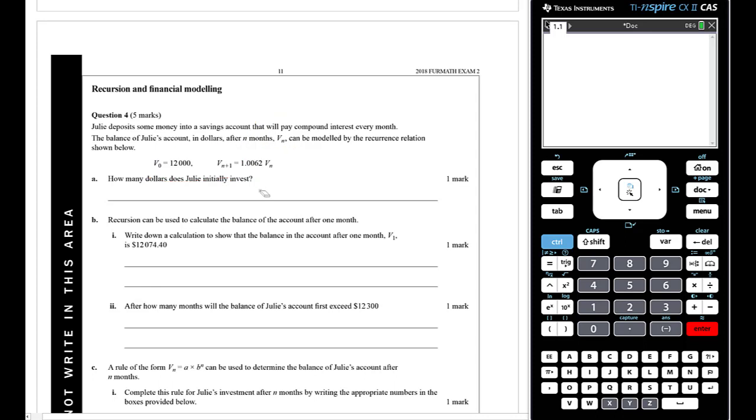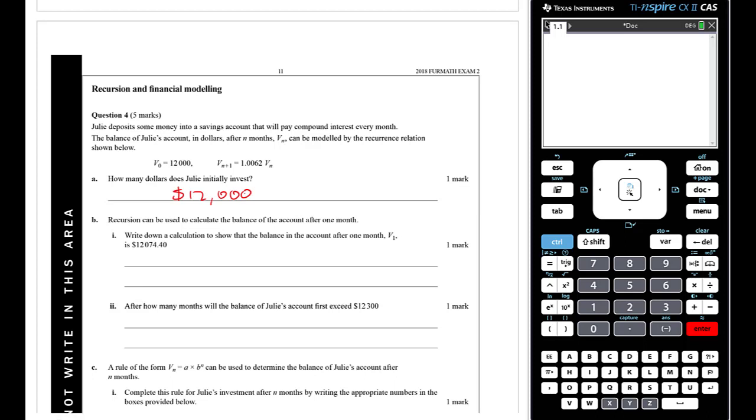So how many dollars does Julie initially invest? Now, this is sort of what I like to call a give me question. The reason I say it's a give me is that initially is saying what it's starting at. That's represented by V0. So how many dollars does she initially invest? 12,000. So it's literally reading it off. That's why I say it's a give me. Not all questions are like that, but some are, and otherwise it's an easy mark you've lost.